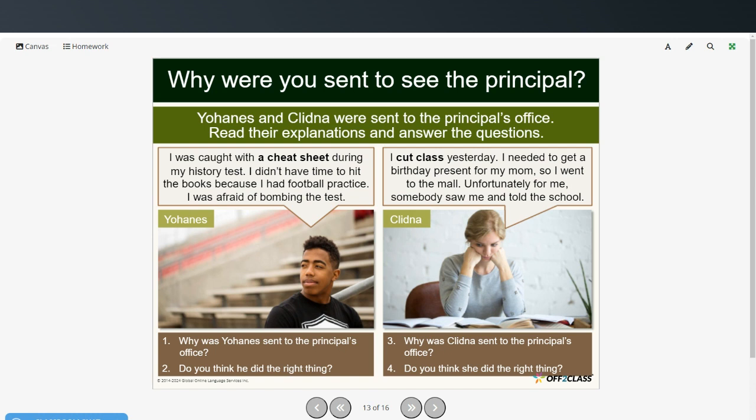So Johann says, I was caught with a cheat sheet during my history test. I didn't have time to hit the books because I had football practice. I was afraid of bombing the test. So why was Johann sent to the principal's office? Well, he had a cheat sheet, and a cheat sheet is usually a piece of paper with the answers to the test on it. And do you think he did the right thing by cheating because he had football practice?